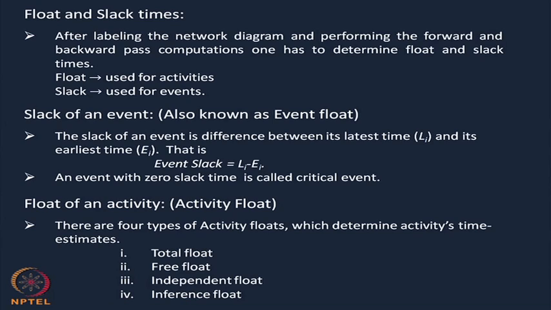As I was telling you, for a critical activity Ei should equal Li. So Ei equals Li means event slack should equal 0. Event slack is Li minus Ei. So an event with 0 slack time we call the critical event. Now, what is the float of an activity? Basically there are 4 types, as I have written: total float, free float, independent float and interference float.